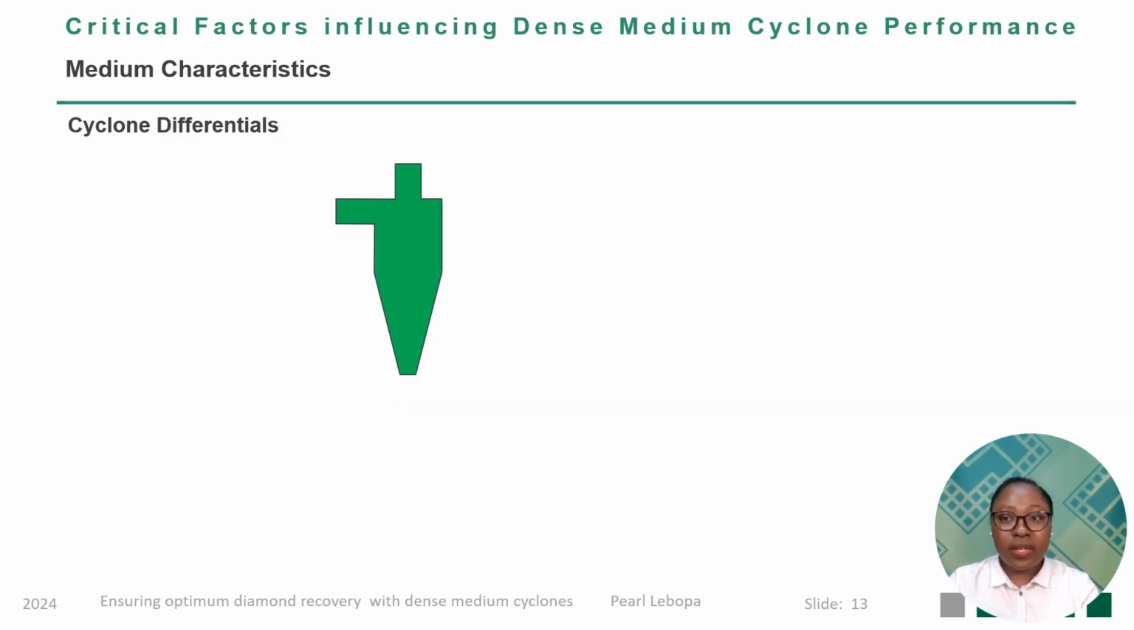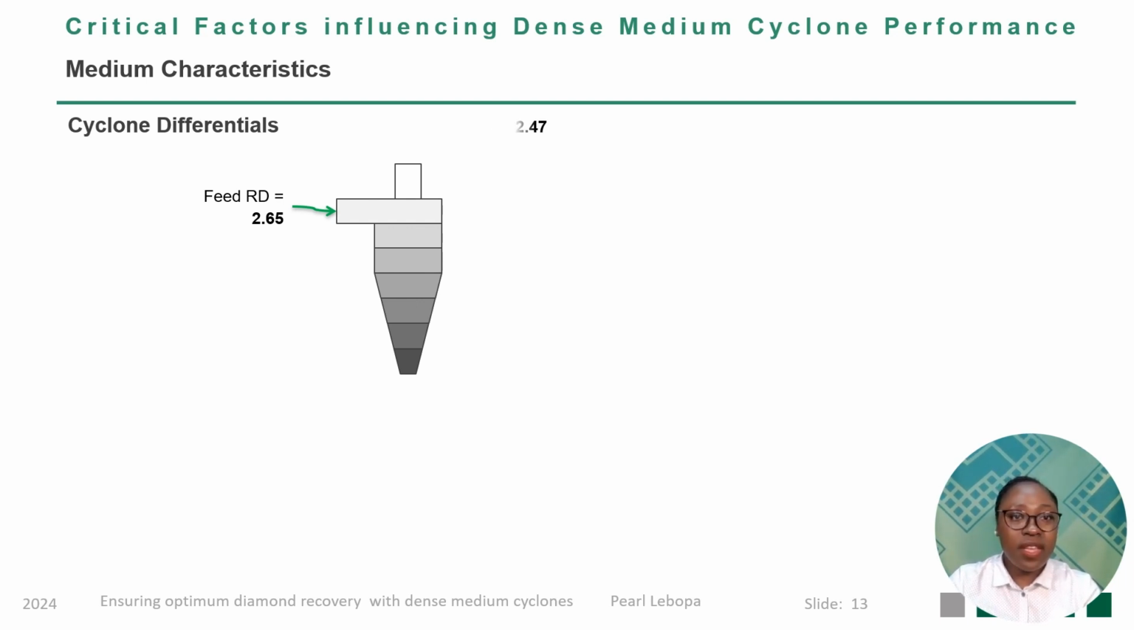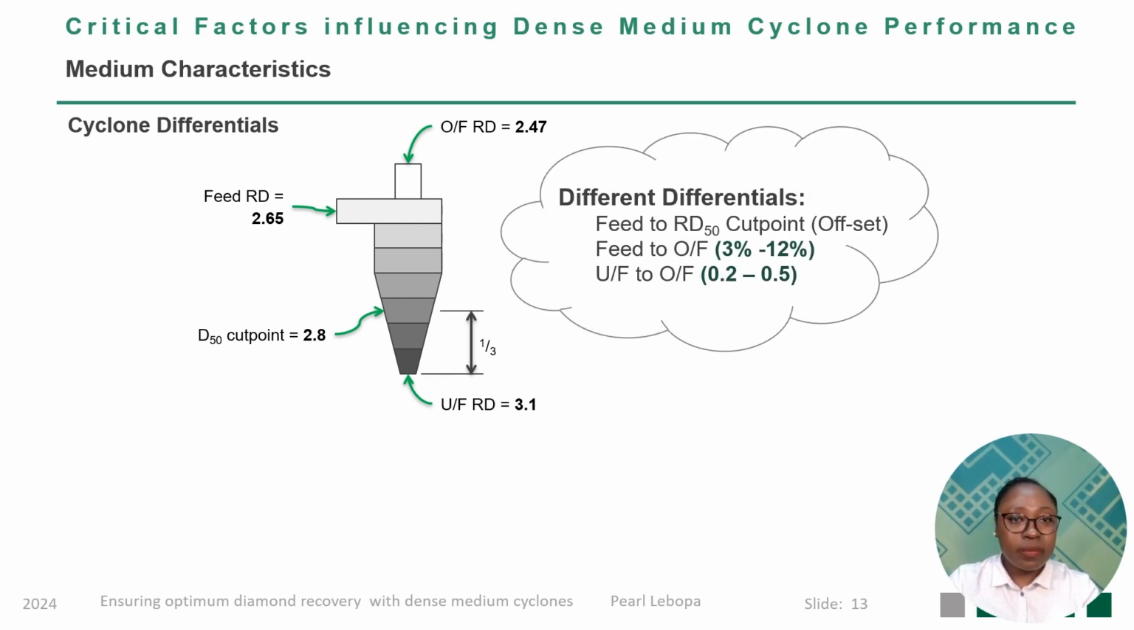Still on the medium characteristics, we also have differentials that can be used to evaluate the cyclone efficiency. And as you can see, firstly, you'll have the feed density as shown, for example, as 2.65. Then you will have your overflow density currently as an example, 2.47. Then an underflow or the sinks density currently shown as 3.1. And have the cut density, which is measured 1/3 of the cyclone from the spigot. The differentials that we use is the feed to cut point, feed to overflow, underflow to overflow.